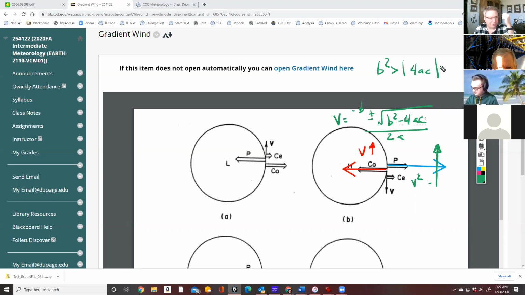Does that make sense to you? Because A and C, the centrifugal and the pressure gradient force, are acting on the same side, so their signs are going to be the same. And if 4ac is too large, the Coriolis force can't solve it.